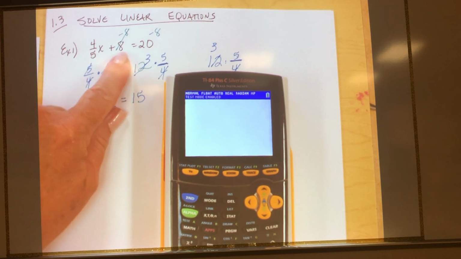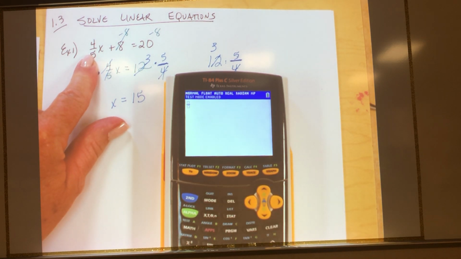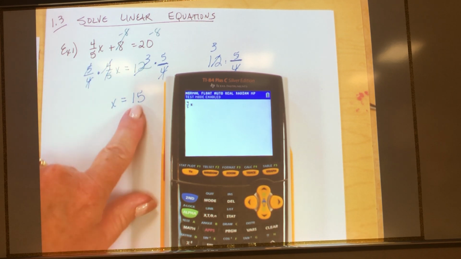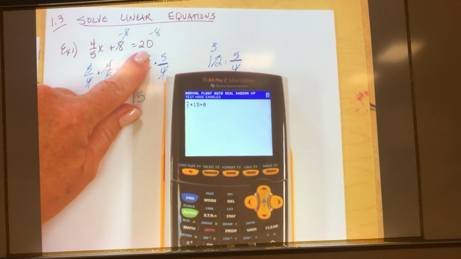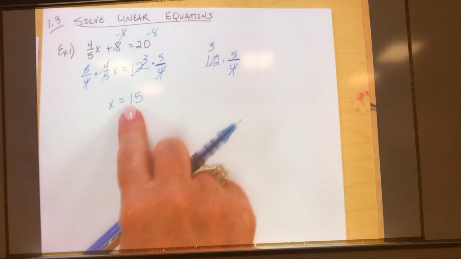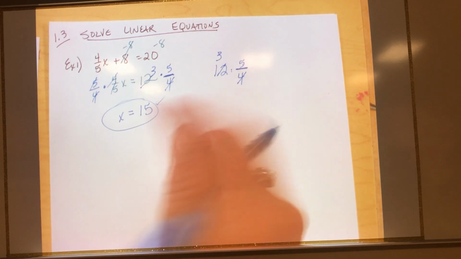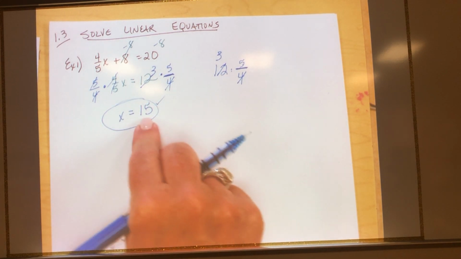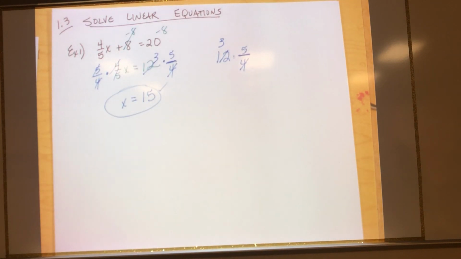If you want to, you can make it look exactly like this. You can go alpha and y equals and get a fraction, 4 on the top, 5 on the bottom, times 15 plus 8. I always say a little prayer here. Please, Lord, let it be 20. Boom. Now, do I know that this is right? Yes. There's no way the teacher can mark that wrong. It is correct. I checked it. It worked out right.